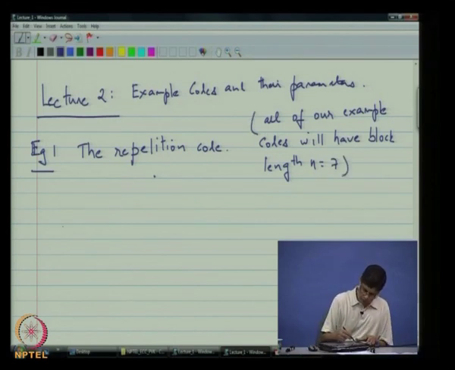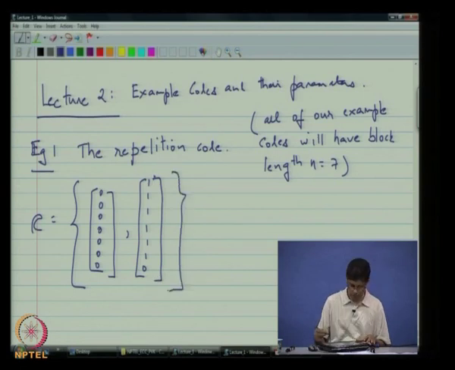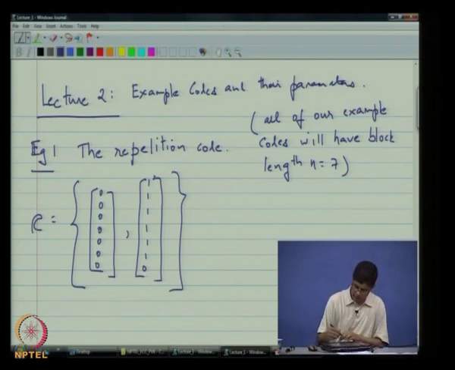So, the repetition code in this case will just simply consist of two code words, the code word being the all 0 code vector as well as the all 1 code vector. Okay. Now, let us go about seeing what the parameters of this code might be.